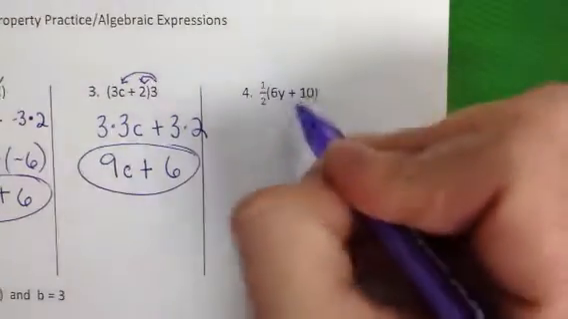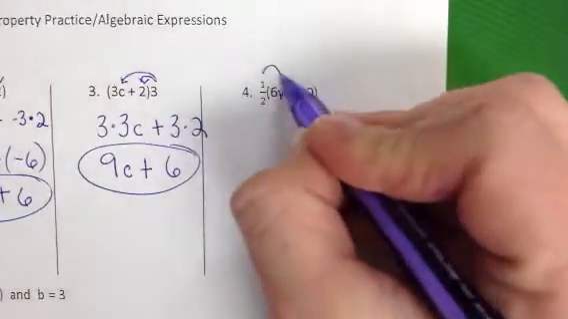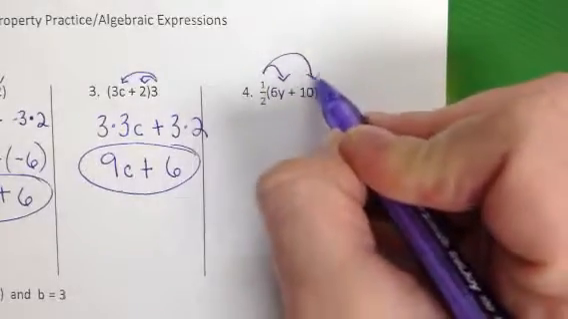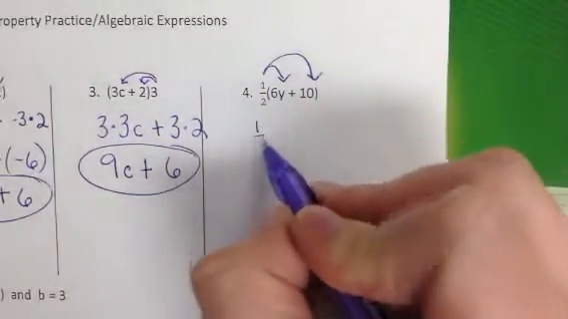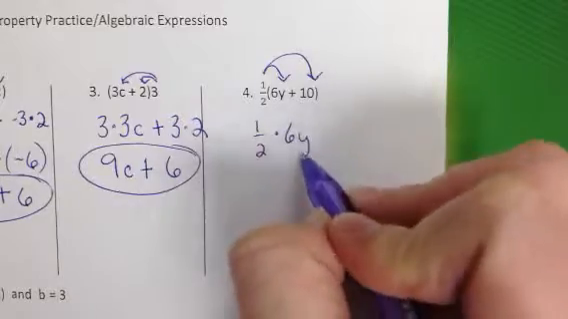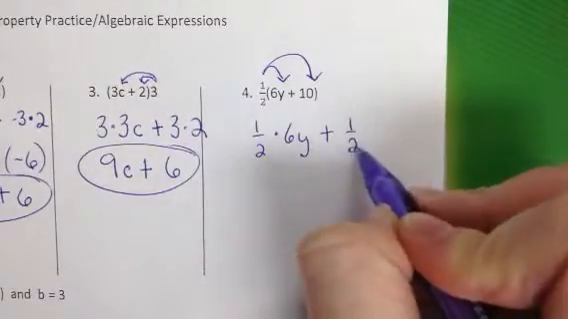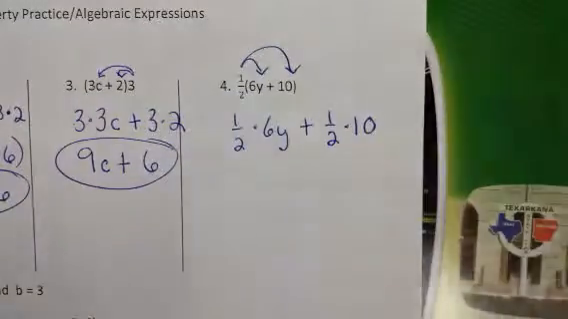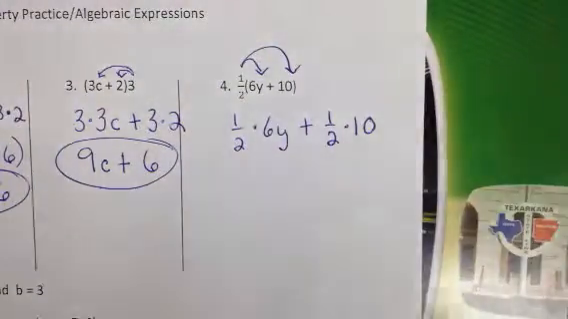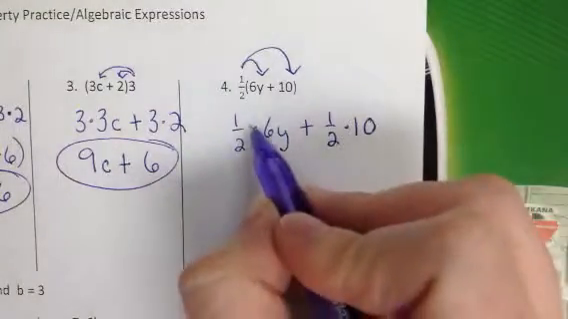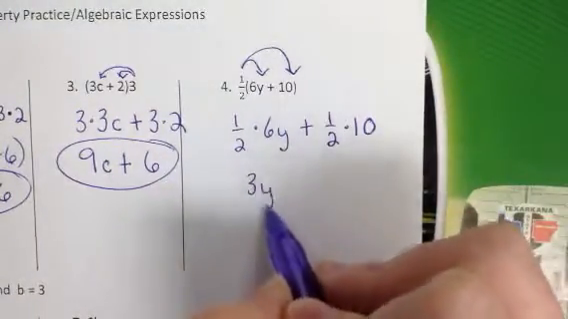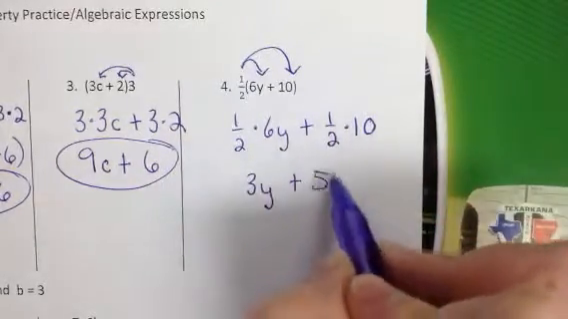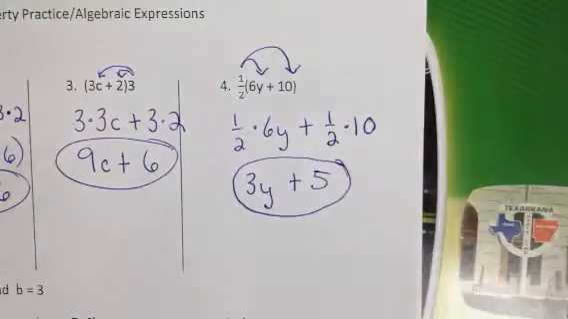Number 4, I cannot work inside here, so I'm going to distribute 1/2 times 6Y plus 1/2 times 10. Whenever you're getting half of something, you can just divide it by 2 to get half of it. So 1/2 of 6Y is 3Y. 1/2 of 10 is 5. So 3Y plus 5 is the answer of number 4.